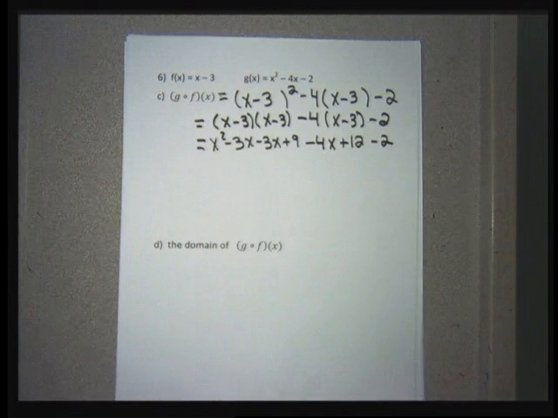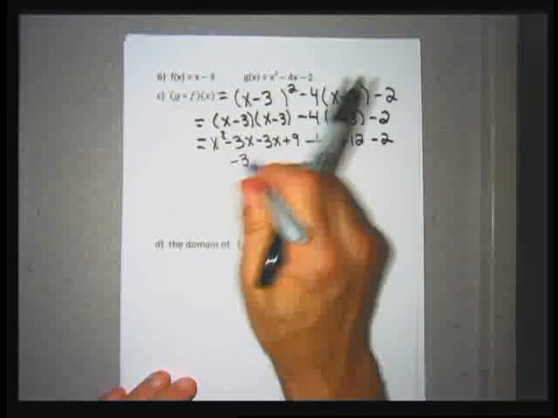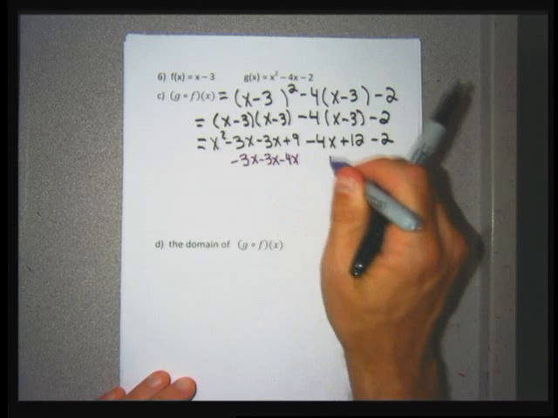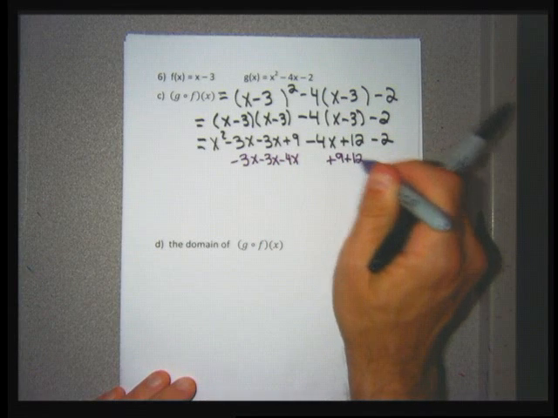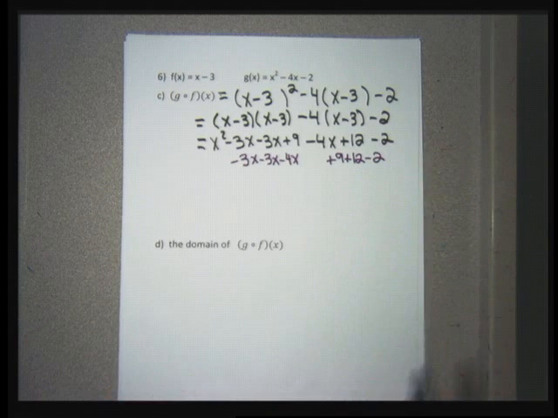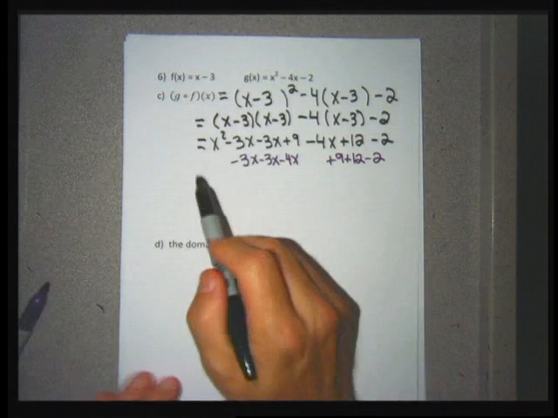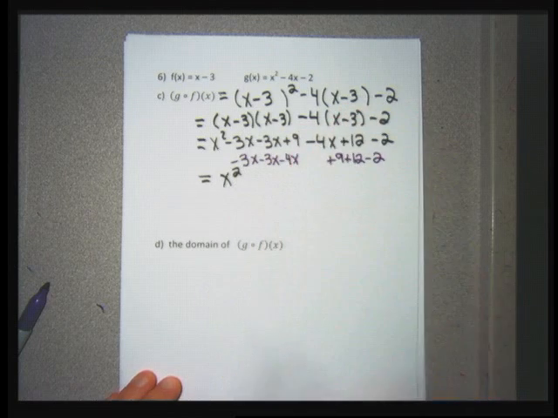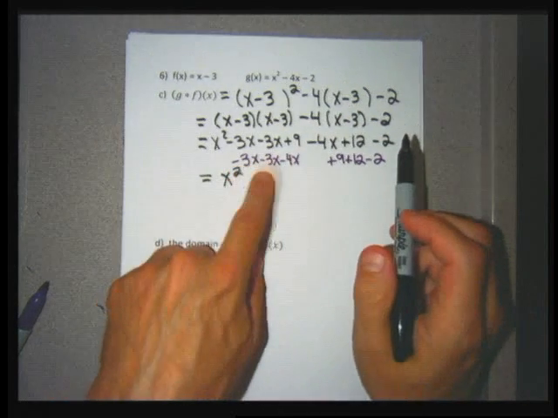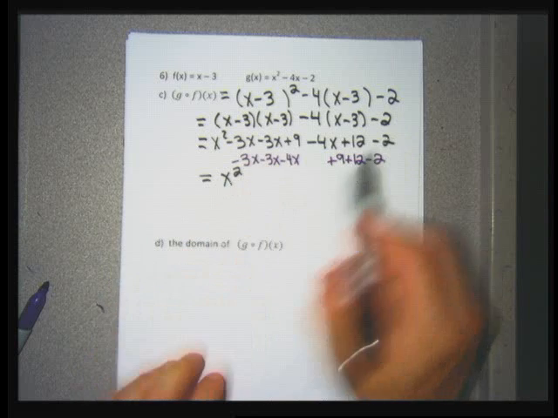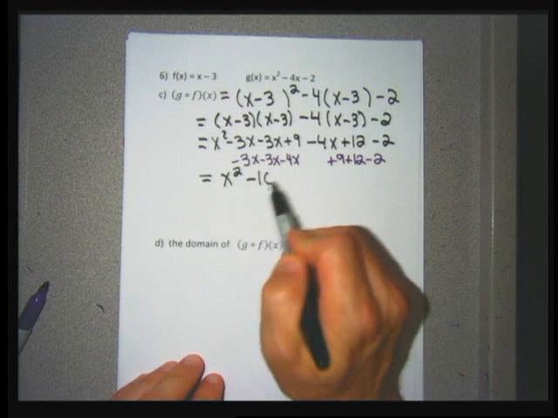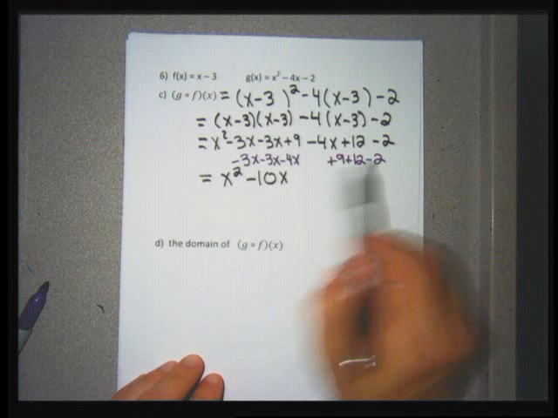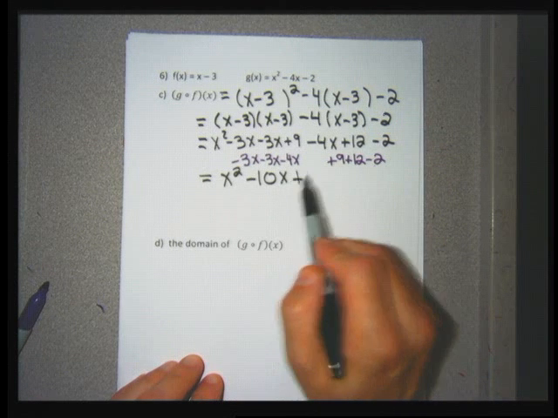Now I'm going to combine like terms. The like terms are minus 3x, and minus 4x, and plus 9, plus 12, and minus 2. The x squared needs to hang out. It's not going to disappear, but it doesn't change when I'm going from this line to the next line. Here, I go minus 3, and minus 4. That's going to be minus 10, and the x doesn't change when I'm combining like that. And then 9 plus 12 is 21, minus 2 is a positive 19.